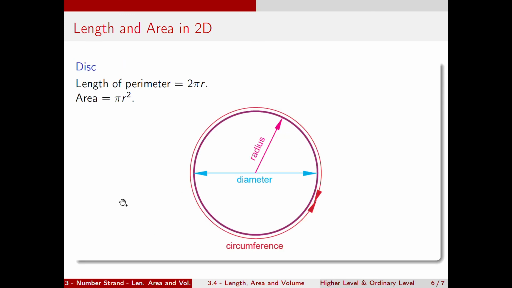Now if we look at a disk, the length of a perimeter is given by 2 times pi times r, where pi is the value 3.1415 and so on. r is the radius. And we see that the area is equal to pi times r squared, r again being the radius, which is half the diameter. The length of the perimeter is also often called the circumference.